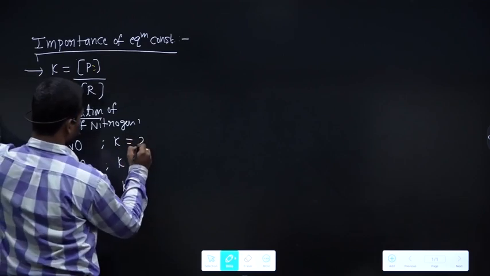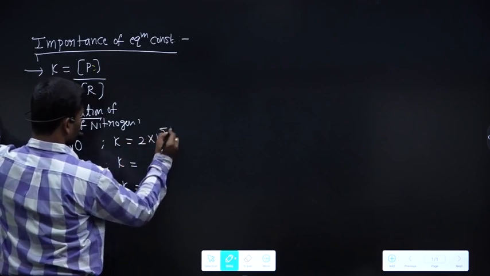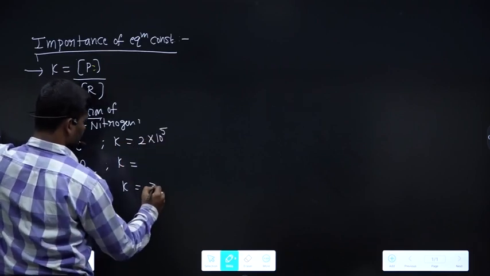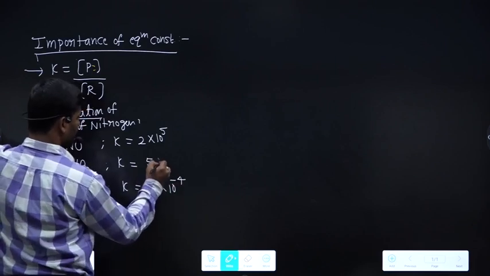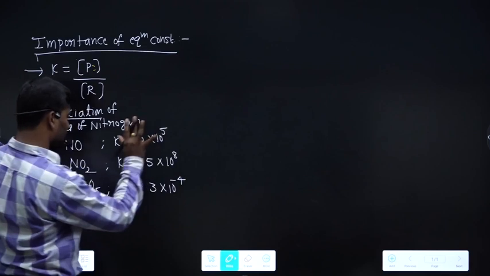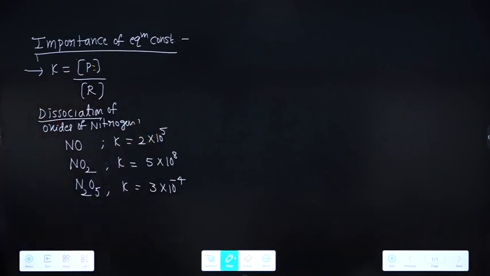For example, here it is 2 into 10 power 5. For example, it is 3 into 10 power minus 5. For example, it is 5 into 10 power 8. The dissociation equilibrium constant values are like this.